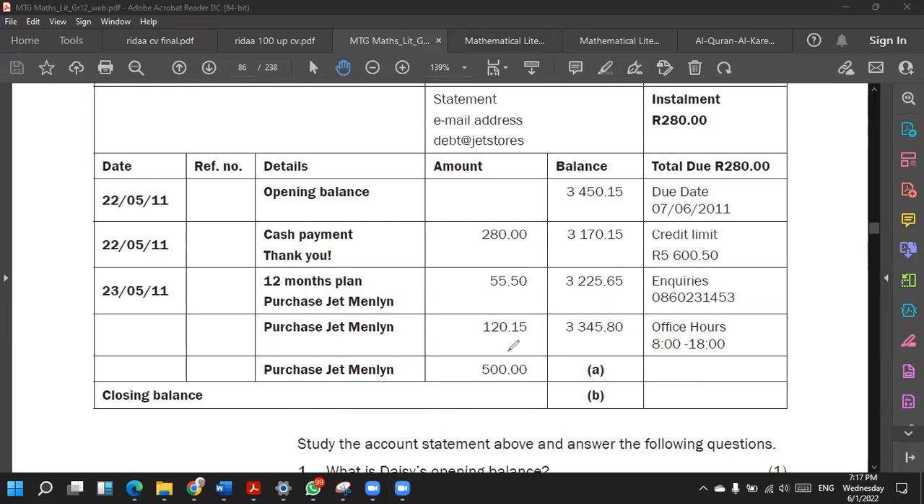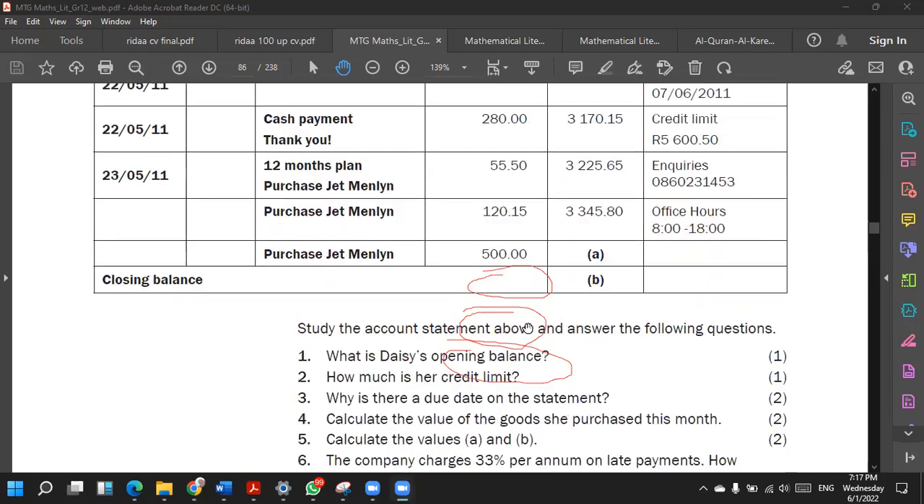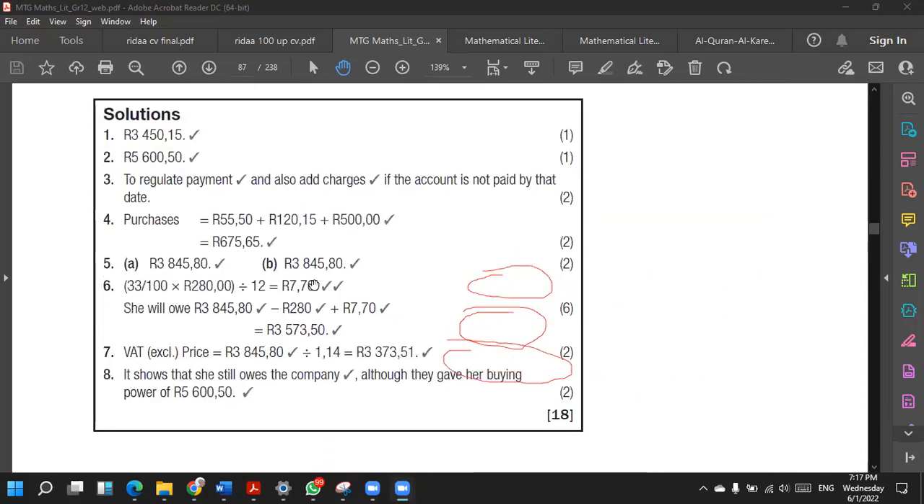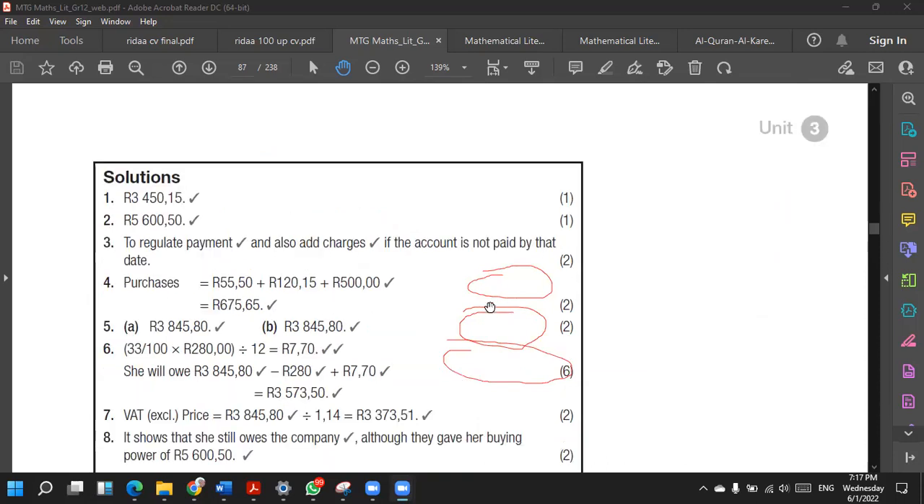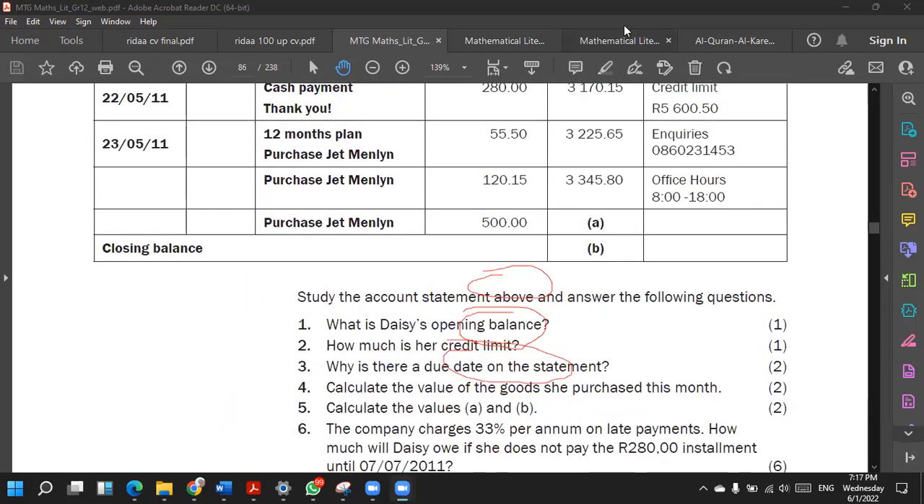How did you get that? I added the 55 rand 50, the 120.15 plus the 500. How much did you get? 675.65. Let's see if it's correct. Yep, that's correct. Next question.